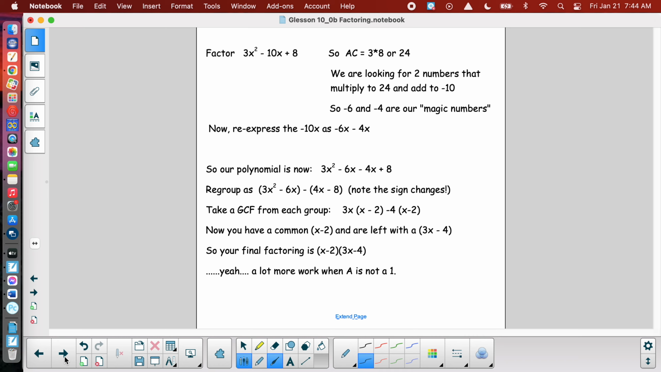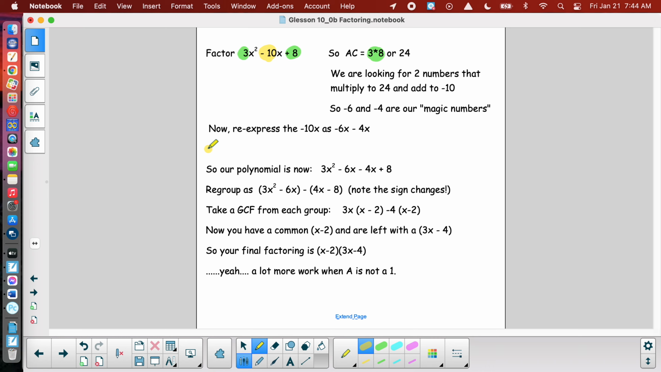Say, for example, I have 3x squared minus 10x plus 8, and I need to factor that polynomial. Well, my a here is 3, and my c here is the positive 8. So AC is 3 times 8, or 24. So I need two numbers that multiply to give me 24, I'm looking for my magic numbers, and add to give me the negative 10. So it should be negative 6 and negative 4. This is a negative 10. So my magic numbers in this case are negative 6 and negative 4.